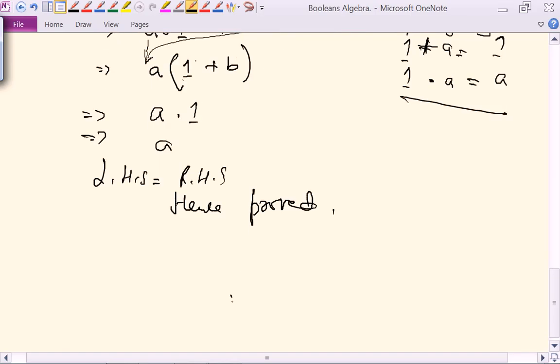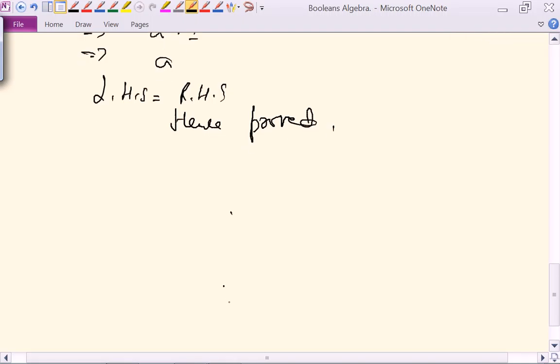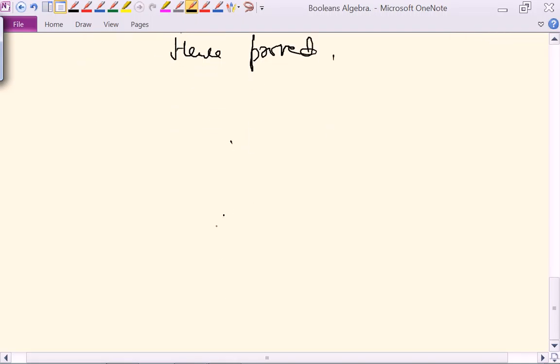Let's do a few more, because these come in exam. You have to understand that these questions will come in exam. So let's do the second question, which is saying A or A and B is equal to A. Now again, this is my theorem, this is my proof.